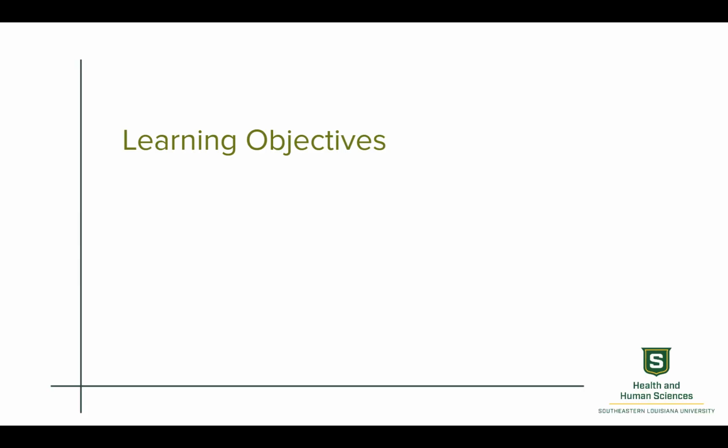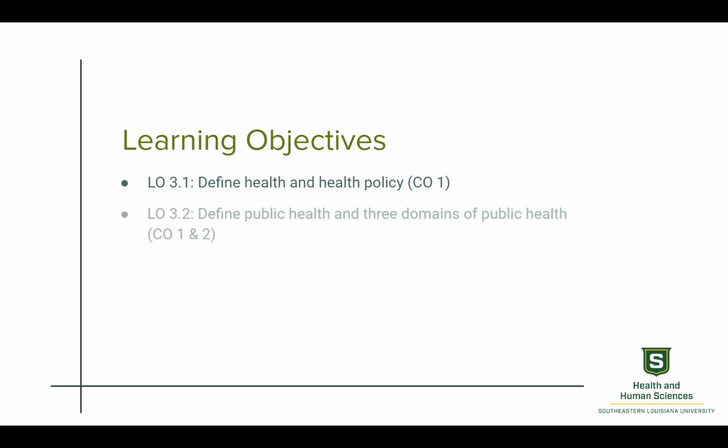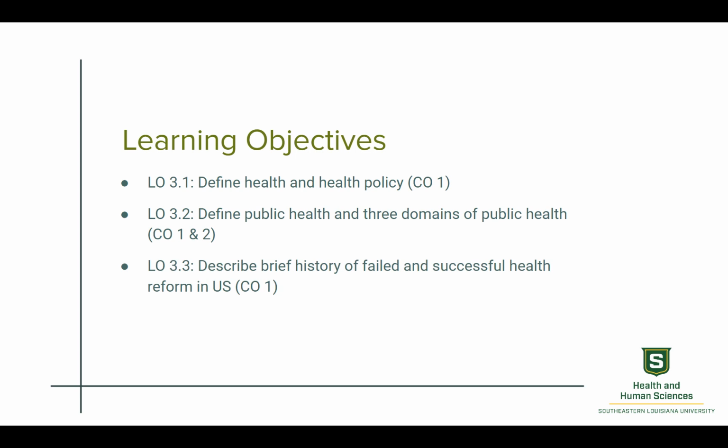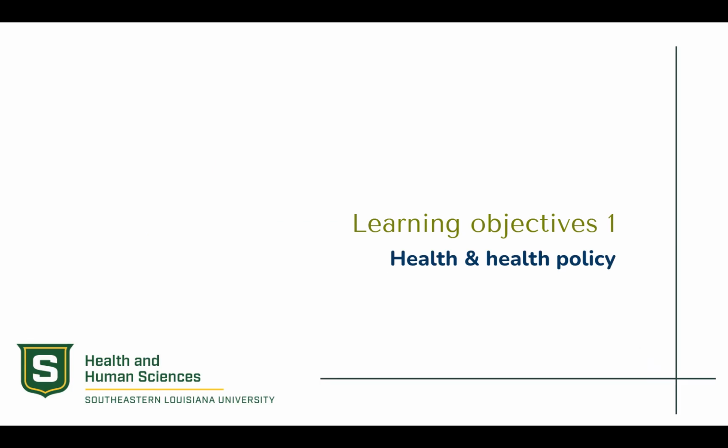There are three learning objectives. The first is going to define what health and health policy is. Going to define public health and talk about the three domains of public health. And then finally, describe a brief history of health policy reforms in the US, kind of talking about the ones that failed and the ones that succeeded. So let's get into it.